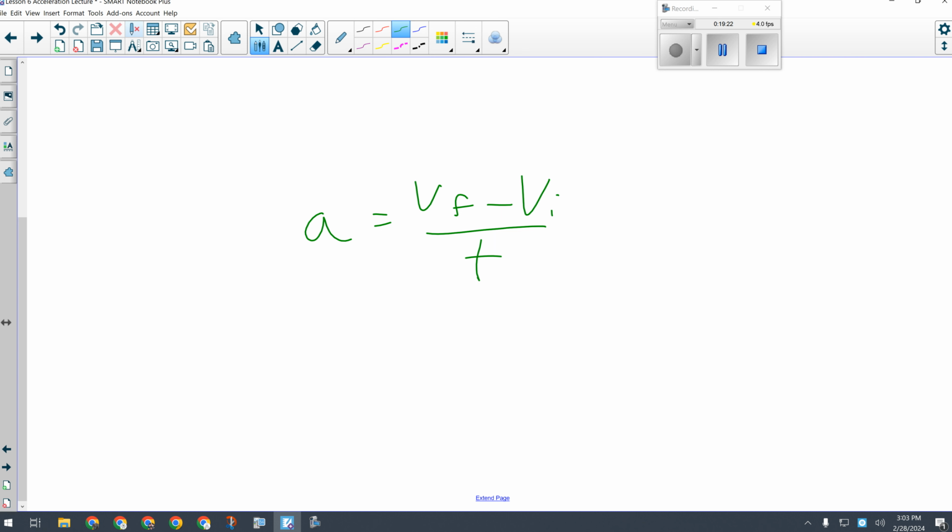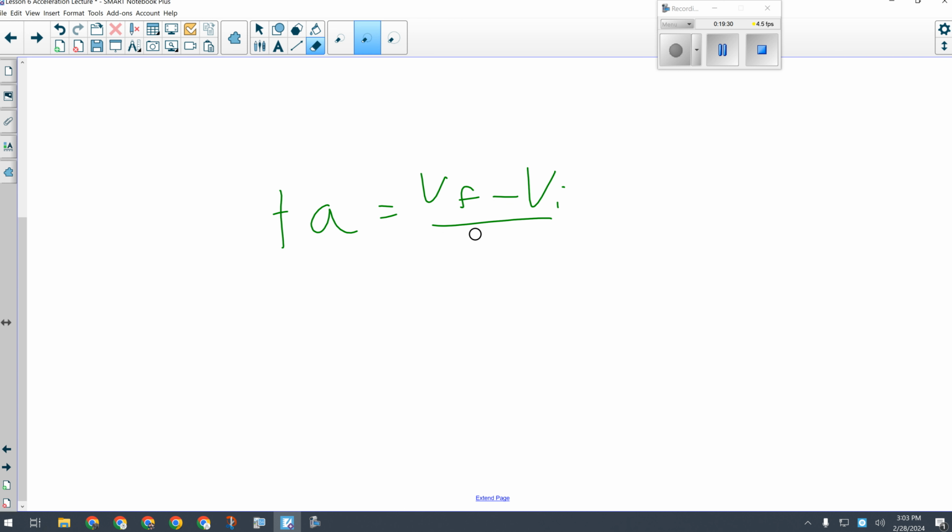Okay, would my first step still be the same? Yeah. Move T first, okay. Whoa. Erase. Okay, I want VI by itself. What should I do? Add to the other side. Add VI? Yeah. Yes. Yeah.